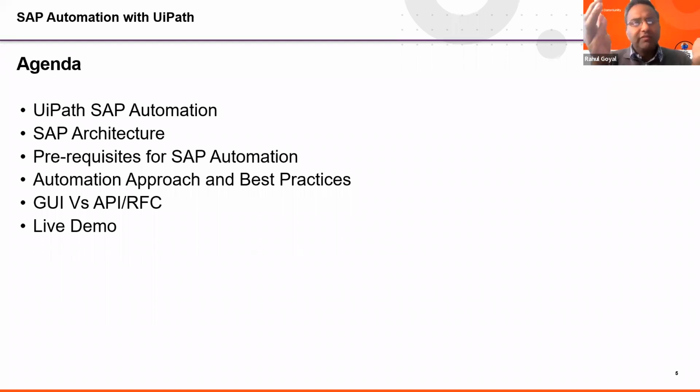And then what are the different approaches and best practices, how to automate, whether to use UI UX automation versus APIs, RFCs. So what is recommended under what situation? We're going to talk about all of that in the next 10 to 15 minutes, and then I'll switch over to my system to give you some live demo on that.